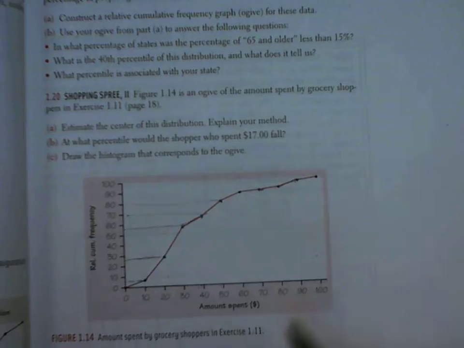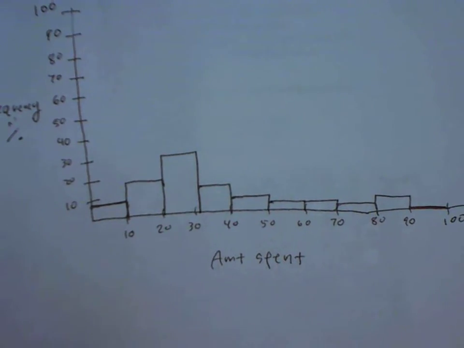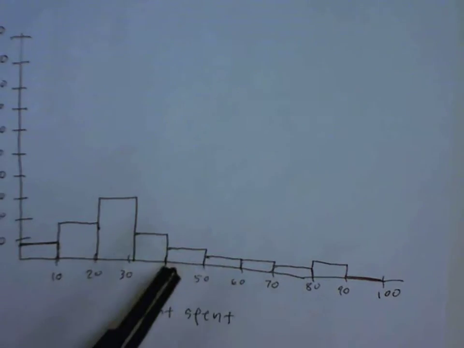Now, you should be able to understand at least how to go from an ogive to a histogram using this method.